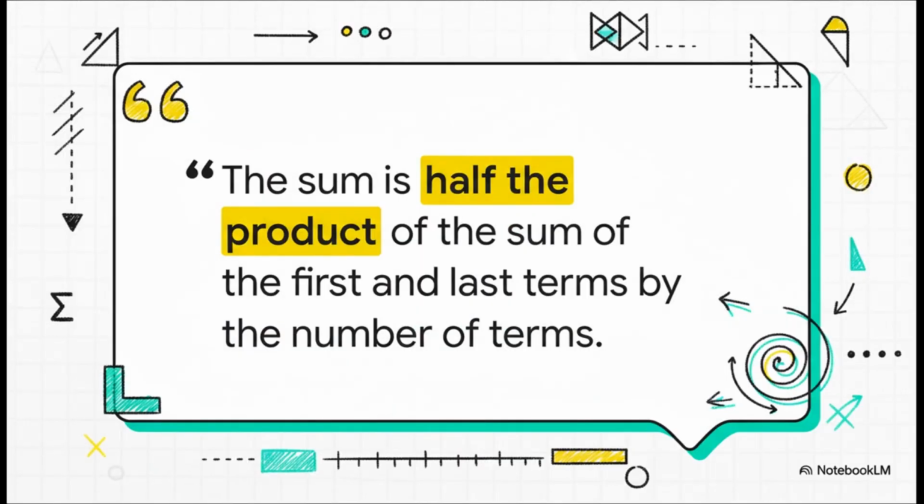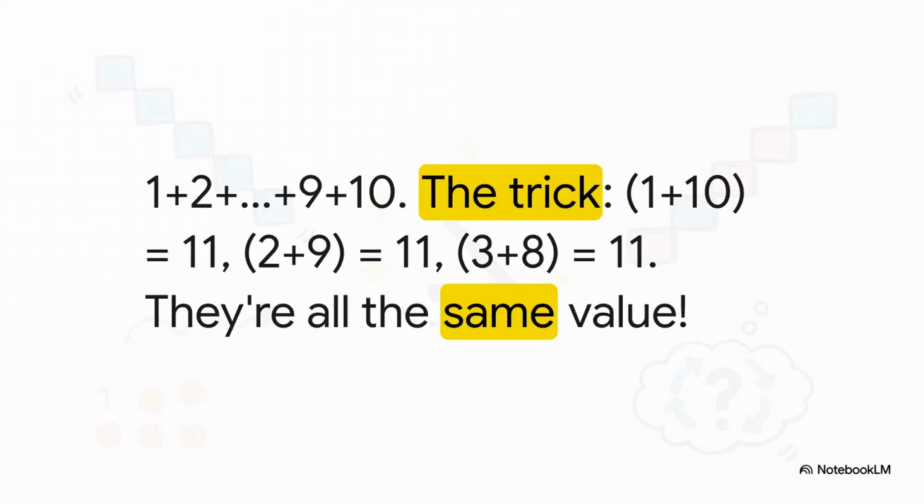And that secret has been hiding in plain sight, in mathematics, for centuries. Now this quote sounds a little dense, I know, but the idea behind it is pure genius. Check out this magic trick. If you pair the first and last numbers, 1 and 10, you get 11. Now the second and second to last, 2 and 9, also 11. Third and third to last, 3 and 8, still 11. Every single pair adds up to the exact same value. It's just a bunch of pairs of 11.